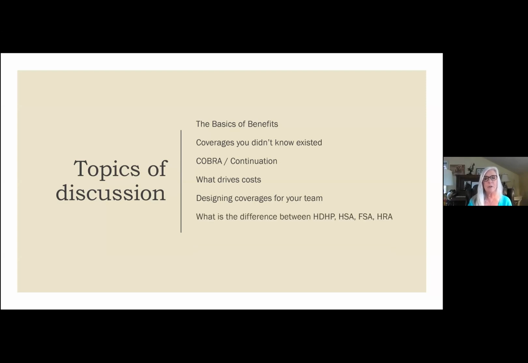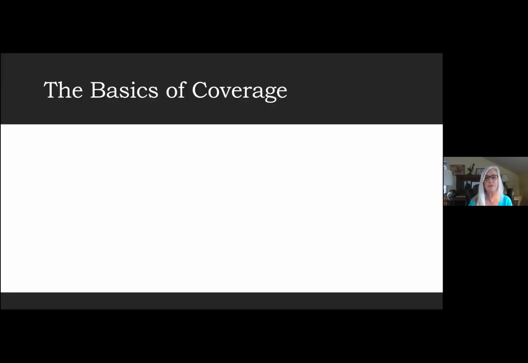And then what are the differences between an HDHP, an HSA, an FSA, an HRA? Our industry is horrible about acronyms. So I'm going to try and get rid of some of that for you today. And then life insurance and long-term care, another acronym. And you really can earn interest. And so we're going to talk about how that works and help you understand a little bit about life insurance as well. So let's talk about the basics of coverage.